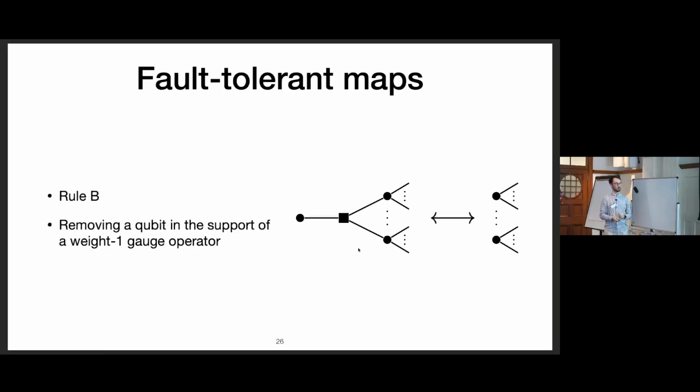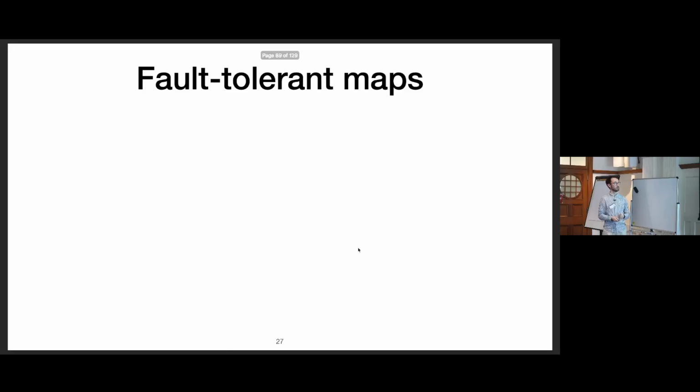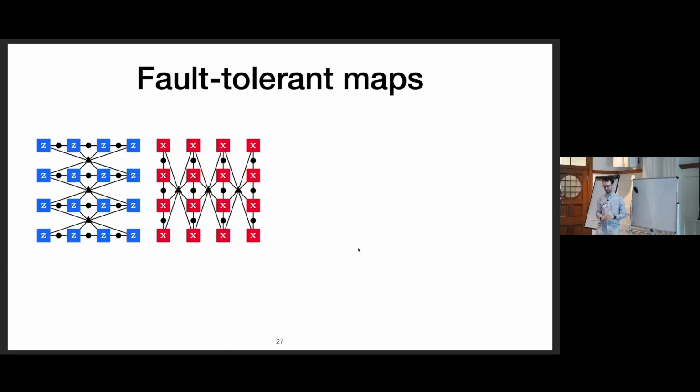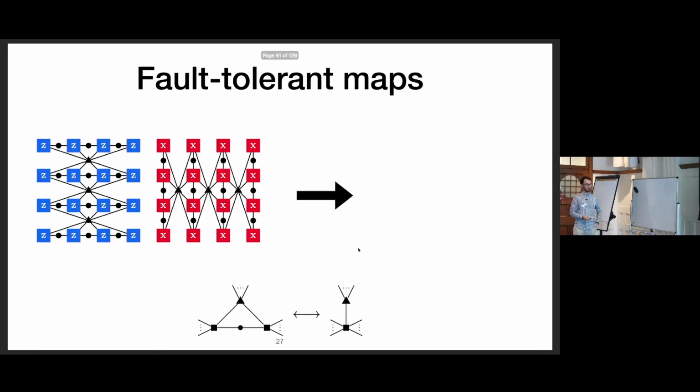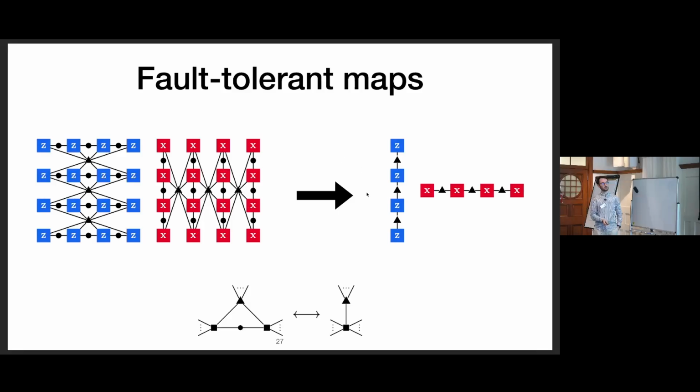And they're simple, but it's surprising what you can actually show with them. So let's go back to our Bacon-Shor code example. We have this fault-tolerant map here, which is, if I have a 2-qubit gauge operator, I can merge the 2 qubit errors here. And you see that we have a lot of structure of this kind in this code. So I have all these weight 2 gauge operators, and I can merge them all along the rows, and in the x1 along the columns. And then if I do that, I end up with these codes instead.